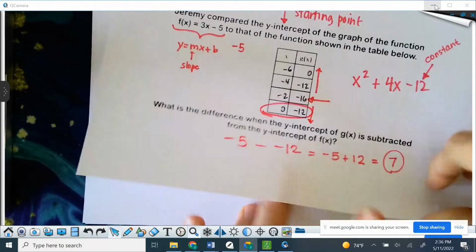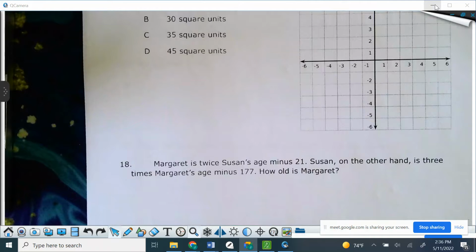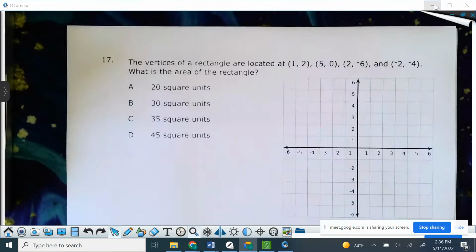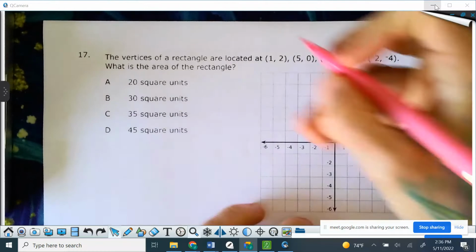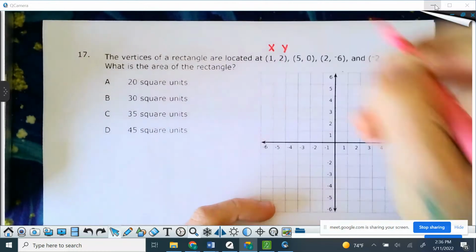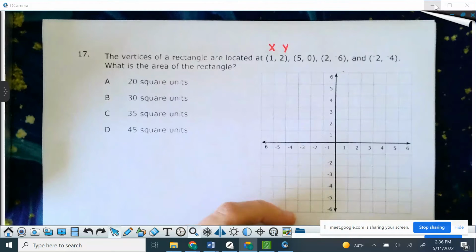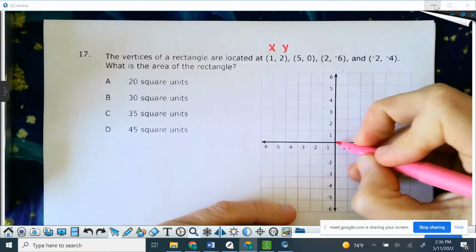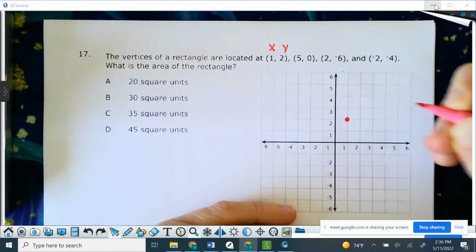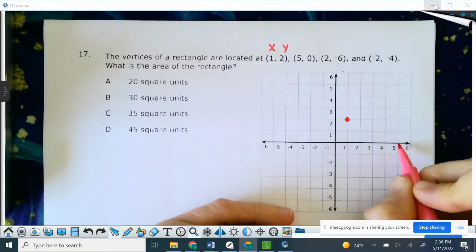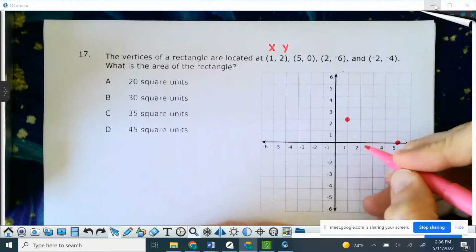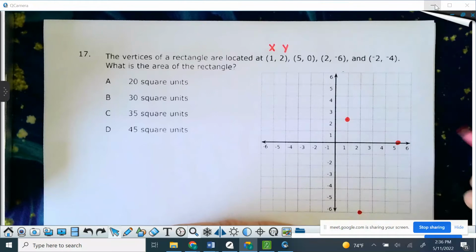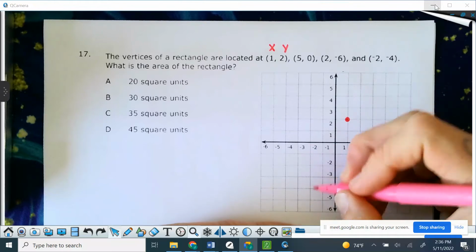All right. Number 17. All right, rectangle, area, we're graphing stuff. So again, like we talked about yesterday, remember this is x and y. Every time you graph a point, you're going left, right first, then up. So I'm going to go over to positive 1, up to positive 2. Over to positive 5, and that's going to be 0. Positive 2, negative 6. And then negative 2, negative 4.